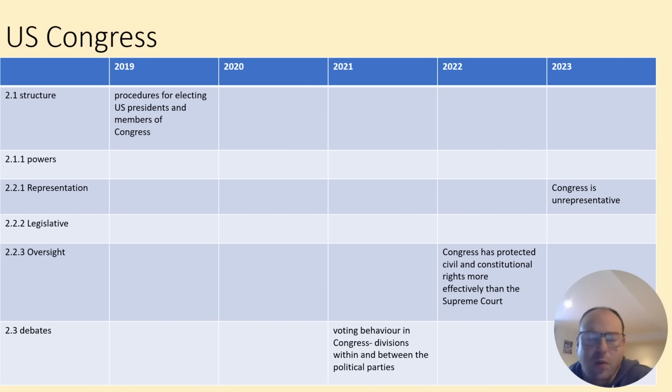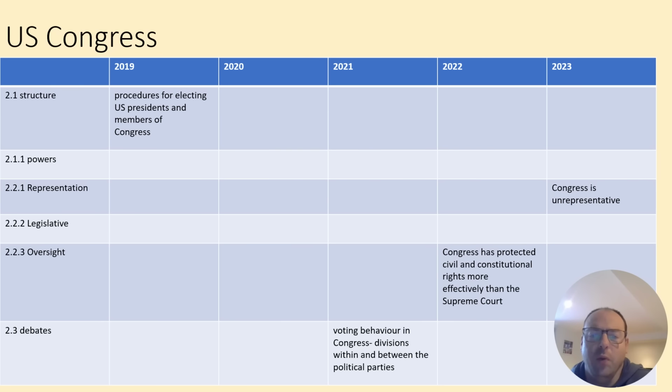The bit on structures, I mean, there's the procedures for electing US presidents and members of Congress, which was in 2019. Obviously, part of that comes into the structures of Congress, but they've done the representative role. They did it in 2023 and 2022. They did, I think, something that would very much come over as oversight in terms of Congress protecting civil and constitutional rights. And again, this is one of those ones where you go, I think that directly fits in section 2 on Congress, and obviously there's a lot more on rights in the Supreme Court section, but there is obviously a need to understand a load of stuff about Congress and have examples of things that Congress have done to be able to answer that question in 2022. Probably a harder question than the 23 one.